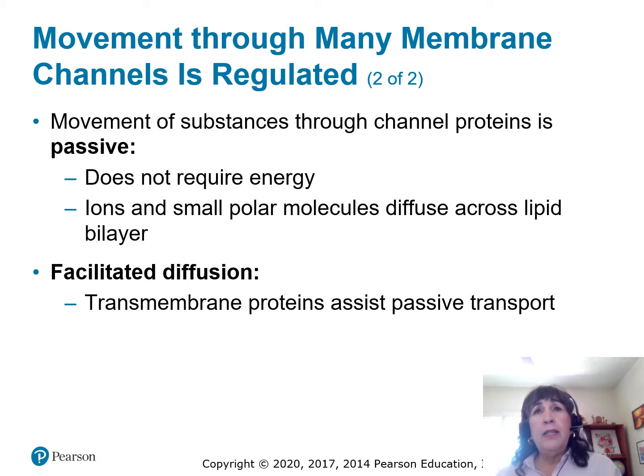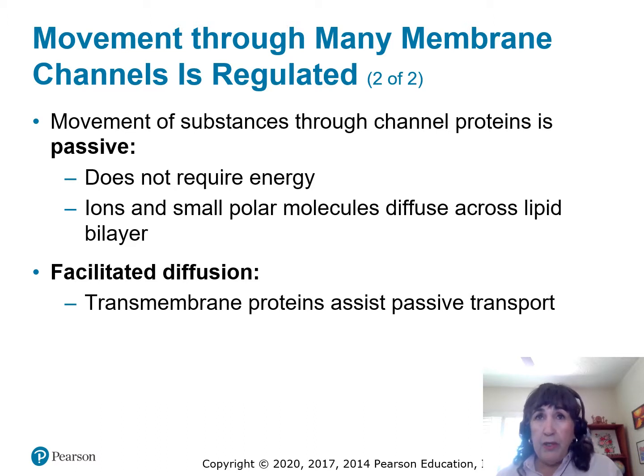Movement of substances through channel proteins is passive. What does that mean? It doesn't require any outside energy. It's all based on electrochemical gradient. Ions and small polar molecules can diffuse across this lipid bilayer. So what we call this passive movement through a protein that acts as a doorway, we call this facilitated diffusion.